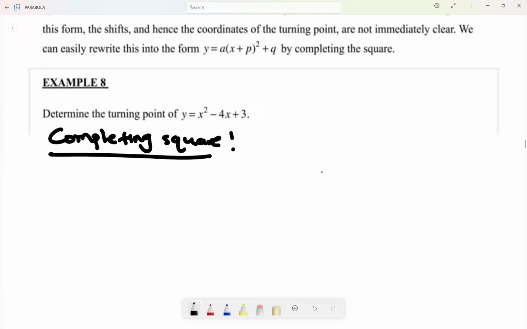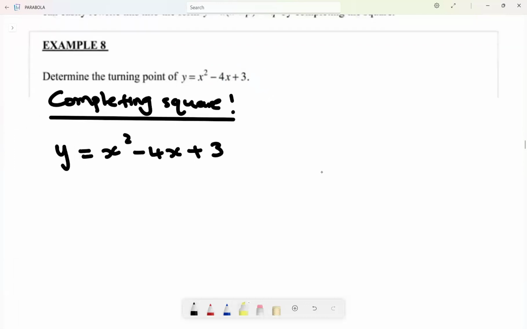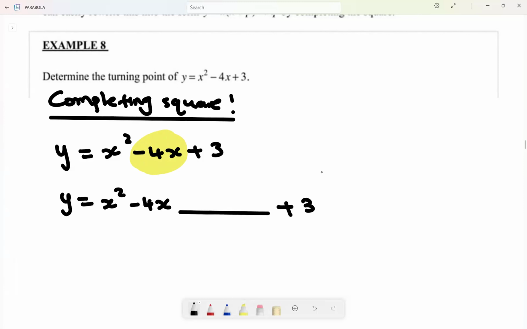Okay, so when you complete the square, you're going to say completing the square. By completing the square, we have y is equal to x squared minus 4x plus 3. When completing the square, what I'm interested in most is what? This. And I have to make sure that the value of a is 1. Okay, yes, in this case, it is 1. Then I'm interested in this part. What do I mean by that? It means I'm going to say y is equal to x squared minus 4x, and then I'm going to leave a space here, and then plus 3.